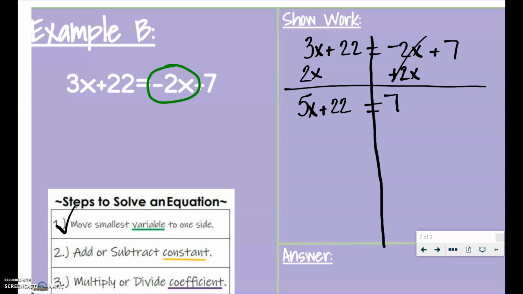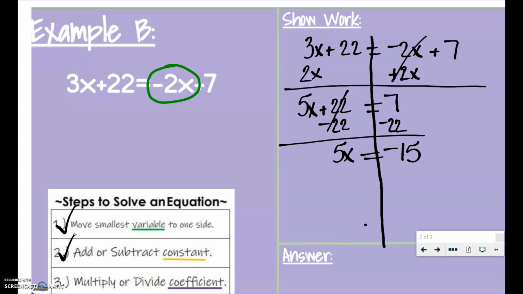Now, after step 1, I am going to subtract my constant because my constant is 22 and it's being added. The inverse to add is to subtract. So I'm going to subtract 22 on both sides. What I do to one side, I have to do to the other. This cancels. I get 5x is equal to negative 15. Step 2 is complete.